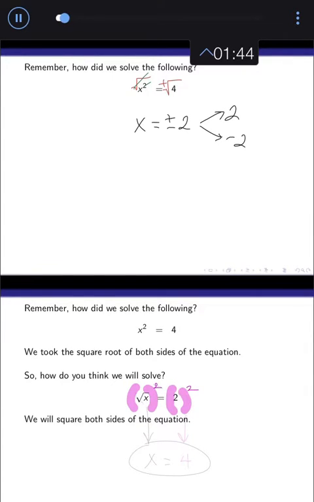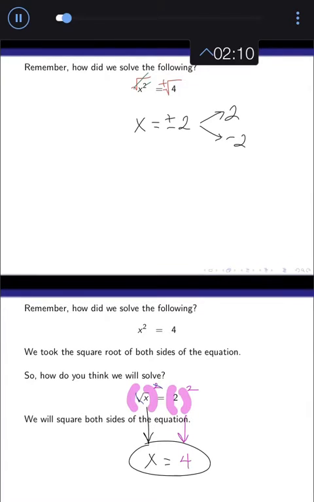So what will this give us? Again, just like before, the square root and squared will cancel, leaving us with just the x underneath. But on the other side, we just get the solution 2 squared, which is 4. There's nothing fancy about this, but our answer is 4.